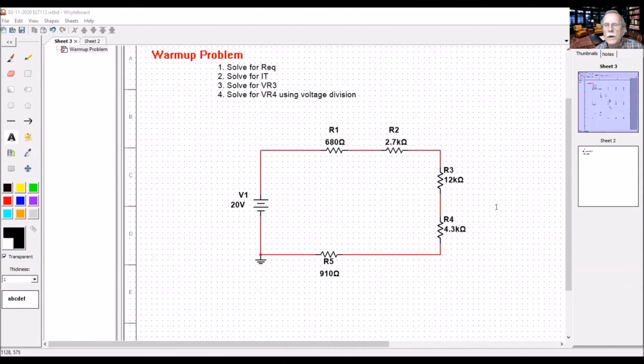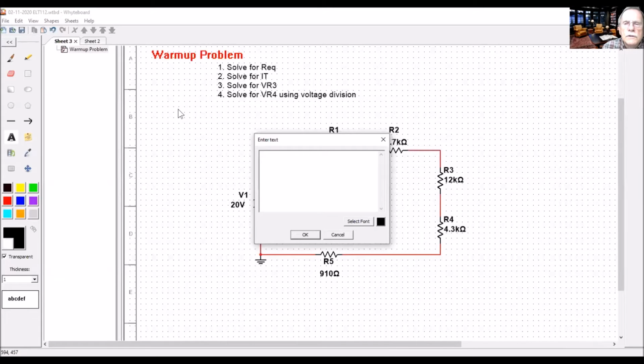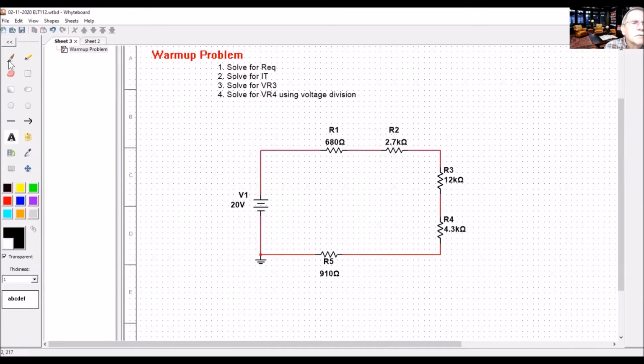All right, let's take a quick look at the warm-up problem. Let me give myself a little more room. The first thing we want to do is find RT. We recognize that this is a series circuit.